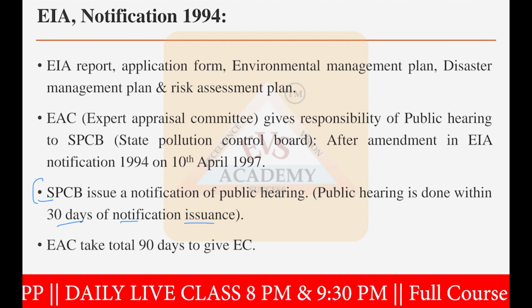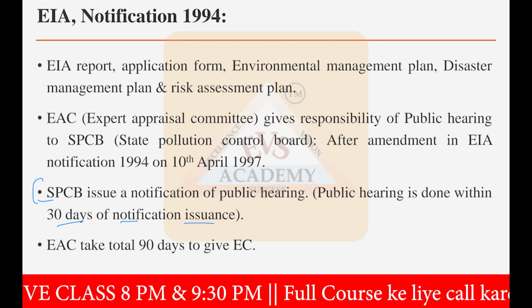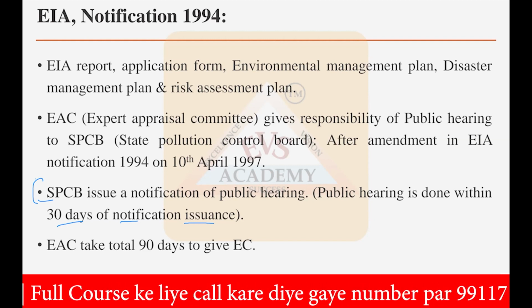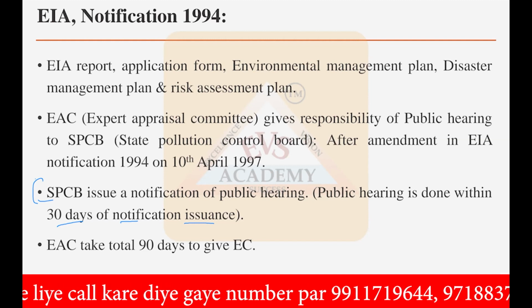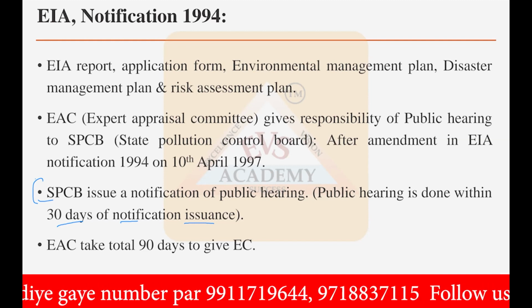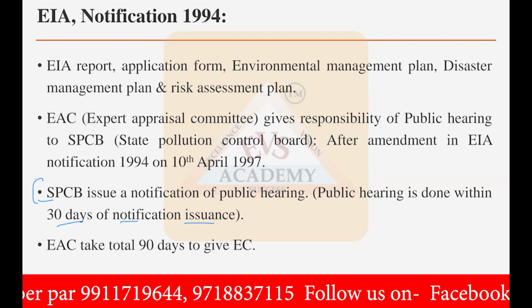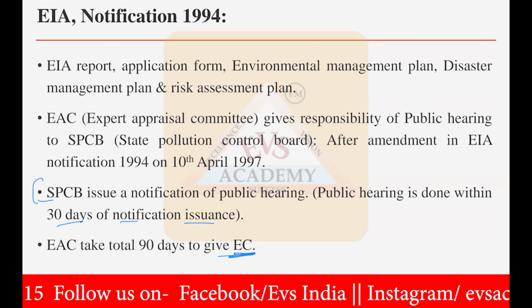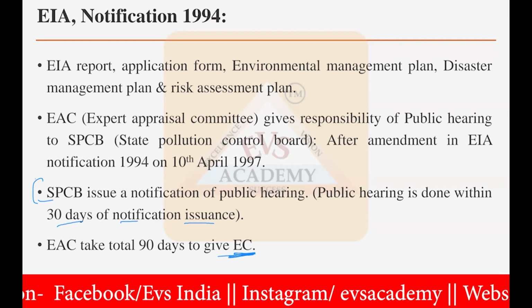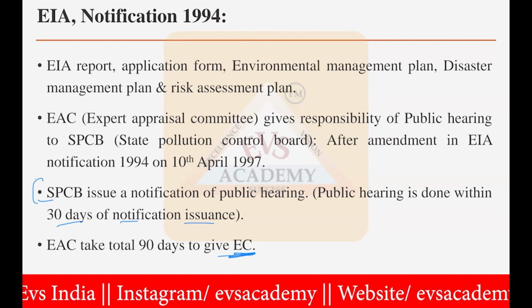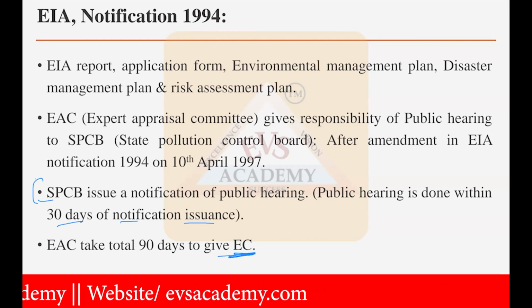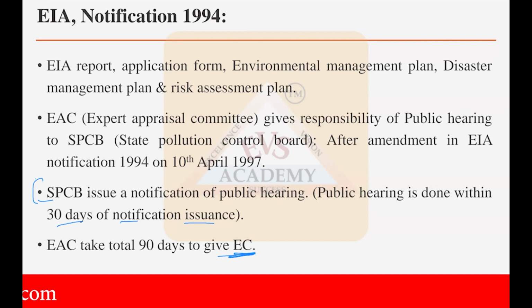So the public will come, and the SPCB conducts this public hearing. This EAC process, the environmental impact assessment by the Expert Appraisal Committee, takes a total of 90 days to give environmental clearance. So environmental clearance can take up to 90 days. You have to be ready for this timing if you are establishing any type of project. So I hope this is clear to you.